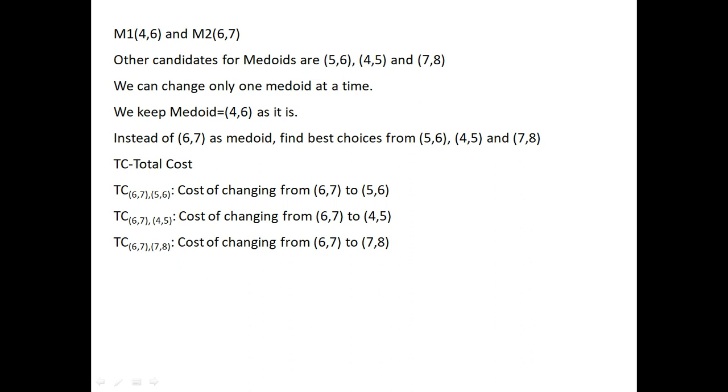We calculate the total cost. So the total cost is nothing but the cost of swapping (6, 7) with (5, 6), meaning instead of (6, 7) we are using (5, 6) as the Medoid. Instead of (6, 7) we are using (4, 5) as the Medoid. And instead of (6, 7) we are using (7, 8) as the Medoid.